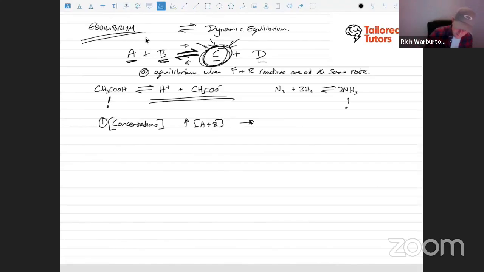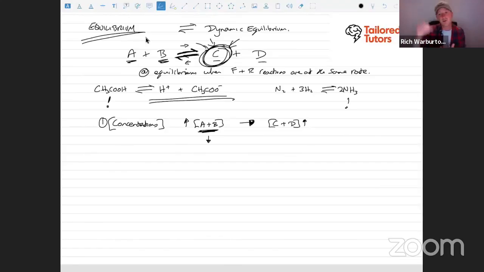So if we increase A and B, it's going to shift to the right. How does it do that? Well, it actually reacts more of these together to produce more of C and D. So their concentrations will go up, and that lowers this back down again. So if you increase it, it will shift to the right and actually bring those concentrations back down again. It doesn't want loads of A and B in there. We've done that artificially. So it'll bring it back down by shifting it to the right-hand side.